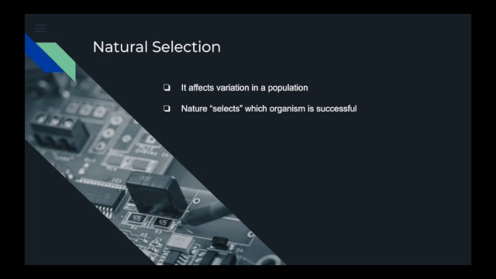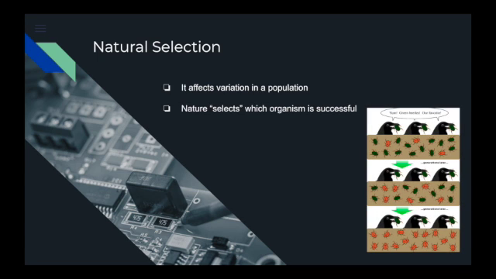Natural selection affects variation in a population as the better adapted, which means more fit, individuals to their environment survive and reproduce, passing on their genes to successive generations, increasing the frequency of favorable alleles in the population. Nature basically selects which organisms will be successful. Imagine that green beetles are easier for birds to spot and eat. Brown beetles are a little more likely to survive to produce offspring. They pass their genes for brown coloration onto their offspring, so in the next generation, brown beetles are more common than in the previous generation.